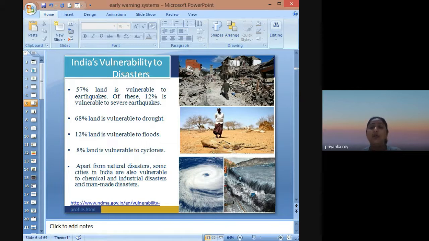The Bhopal gas tragedy happened almost in the center of the city. That is considered an industrial disaster as well as a chemical disaster, because the industry was dealing with a harmful chemical which claimed a large number of lives immediately. Then we have other man-made or human-induced disasters, like urban flooding. Delhi faces urban flooding, Mumbai faces urban flooding, and Chennai has been facing urban flooding in recent times. This is because of human intervention and activity interfering with the natural flow or natural phenomena.